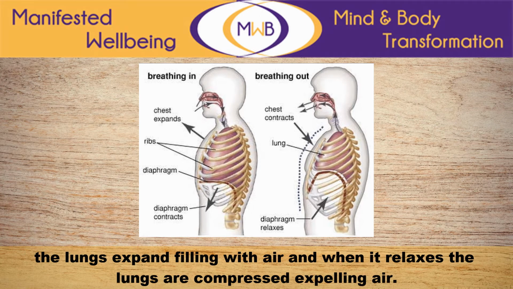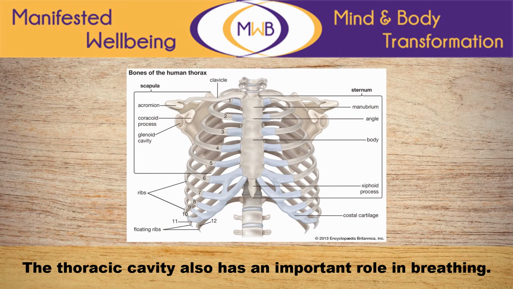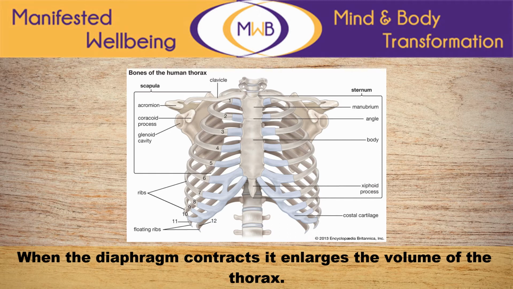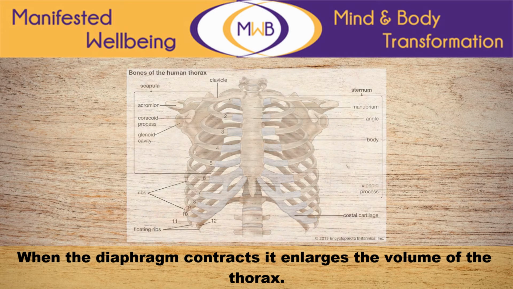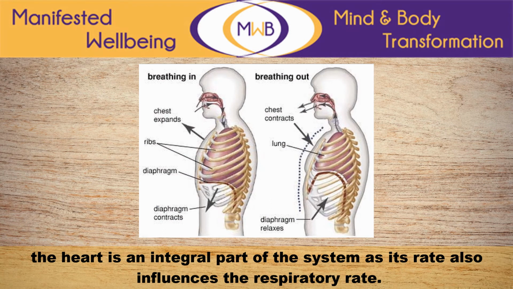When it contracts, the lungs expand, filling with air, and when it relaxes, the lungs are compressed, expelling the air inside it. The thoracic cavity also has an important role in breathing. When the chest moves, the rib cage can enlarge or contract. When the diaphragm contracts, it enlarges the volume of the thorax. The lungs, diaphragm, and thorax work in harmony, creating movement as breathing occurs. The heart is an integral part of the system, as its rate also influences the respiratory rate.